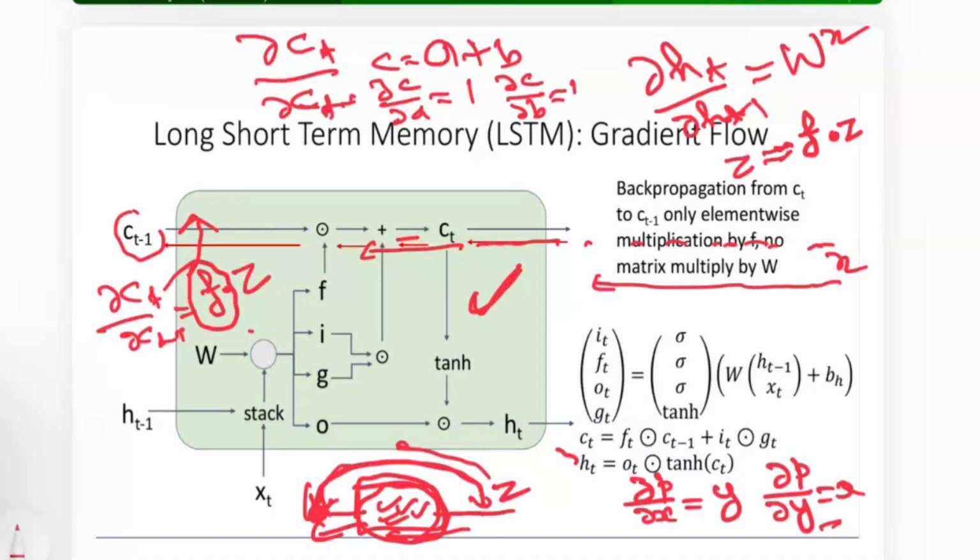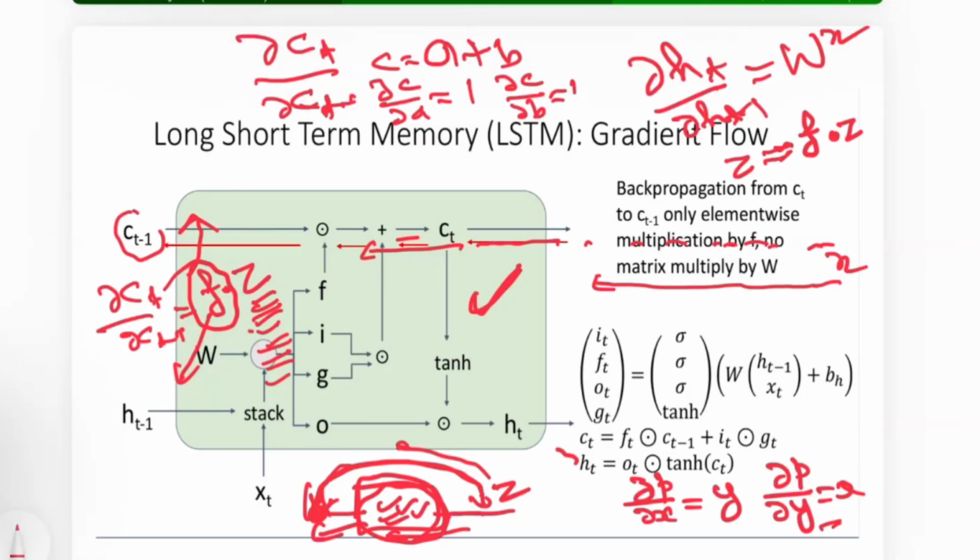Suppose your model wants to erase a lot of information from the past cell state, then it may have a lot of values close to 0. If that is happening, then there is a problem. Then most of the values of Z will be close to 0, and again we'll have a similar type of problem. So LSTM has not solved this problem in a full manner. It's not a fully solved problem.